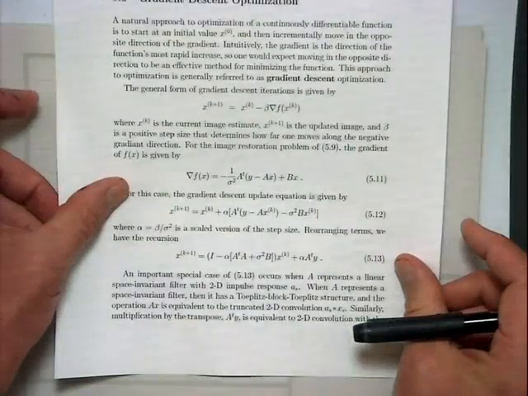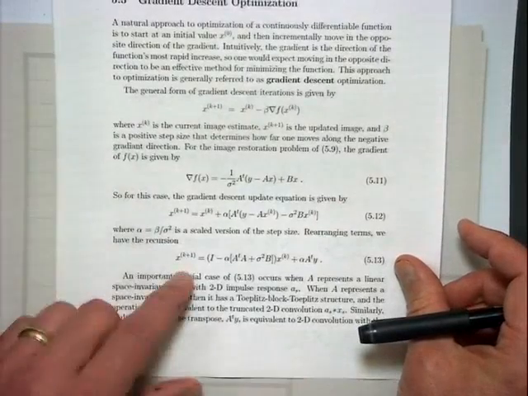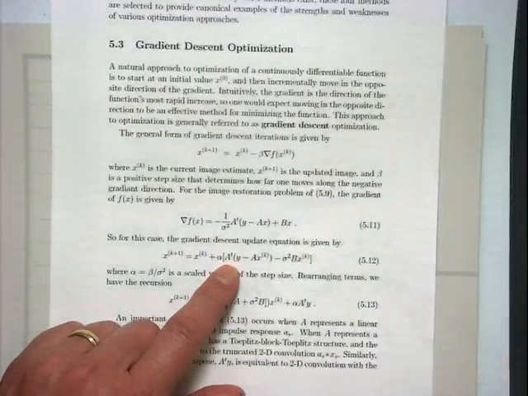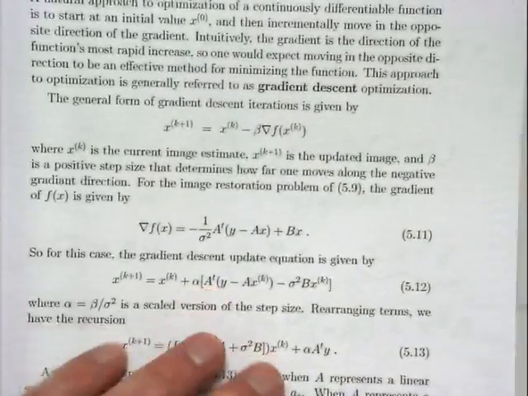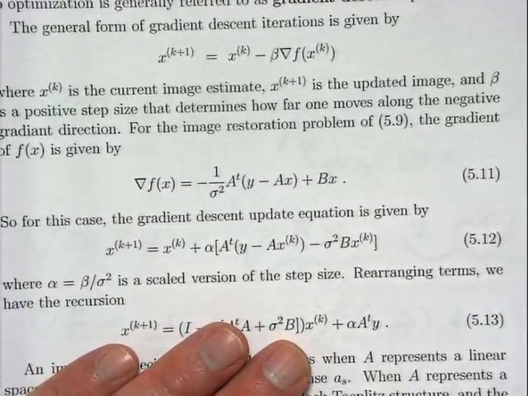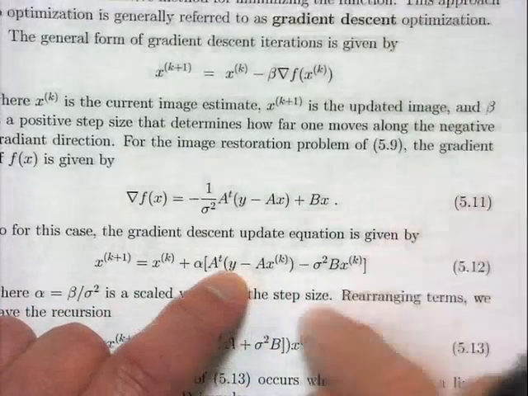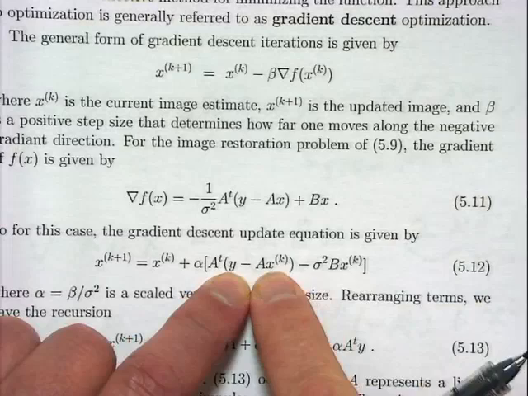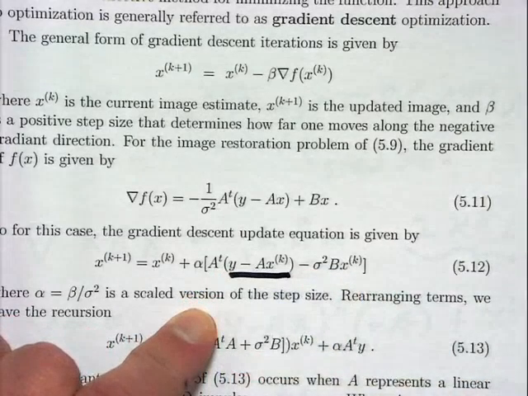I think the interesting thing here is that there are 2 different ways of looking at it. When you have the gradient expression, what you do is you take the difference between y and Ax. If that difference were 0, then you'd be done.